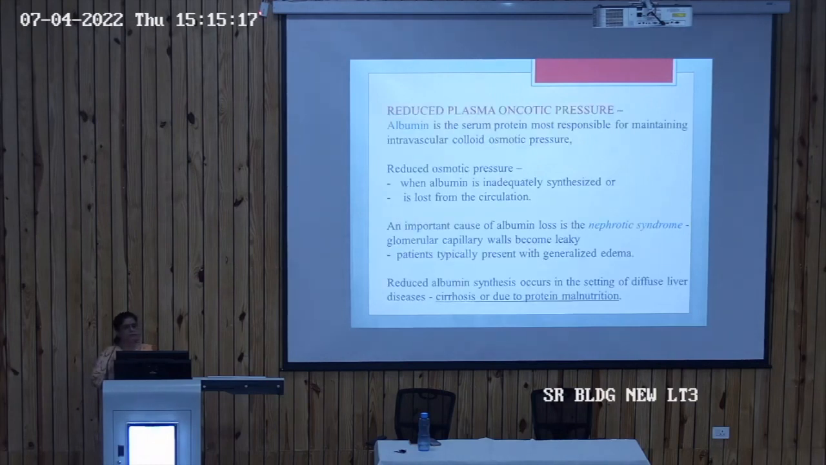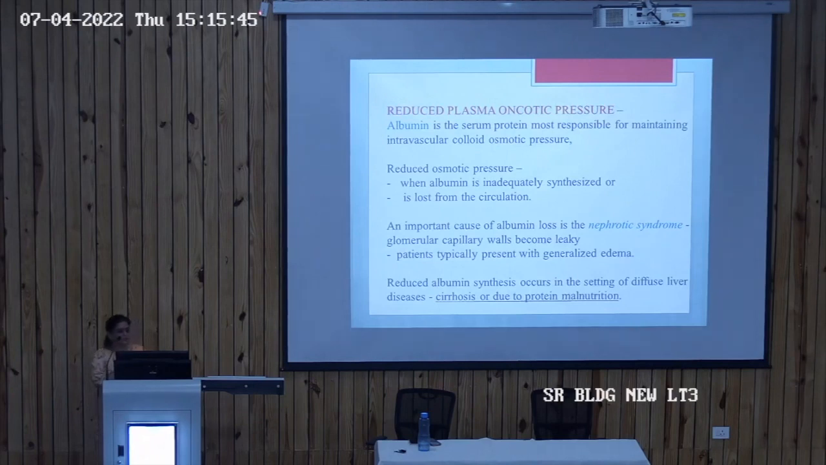Reduced plasma oncotic pressure. This is because of albumin. It is a serum protein most importantly responsible for maintaining the intravascular colloid osmotic pressure. If there is reduced osmotic pressure, it can be because either the albumin is not properly synthesized or it is being lost from circulation for any reason. So the important cause of loss of albumin is nephrotic syndrome, in which the glomerular capillaries become leaky and the patients typically present with generalized edema.